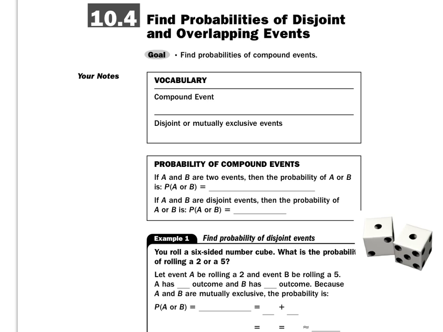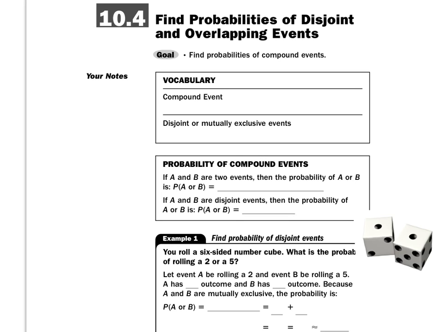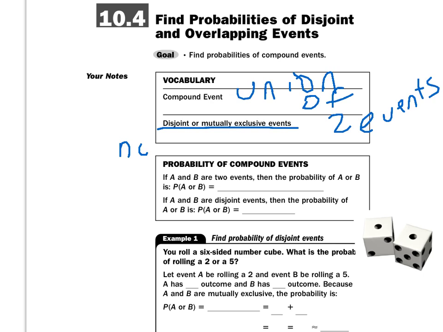A compound event is a union or an intersection of two events. So we're just going to say union of two events. That's a compound. And then disjoint would be when there's nothing in common with those things. Nothing in common. Two things that have no bearing on one another. Okay?